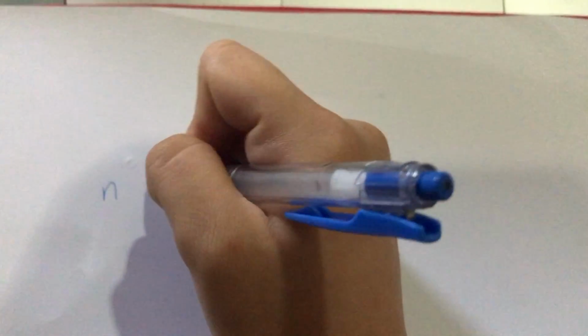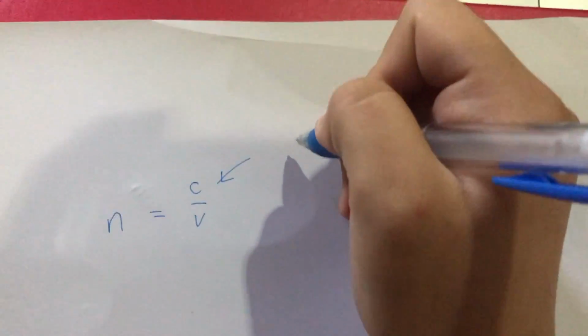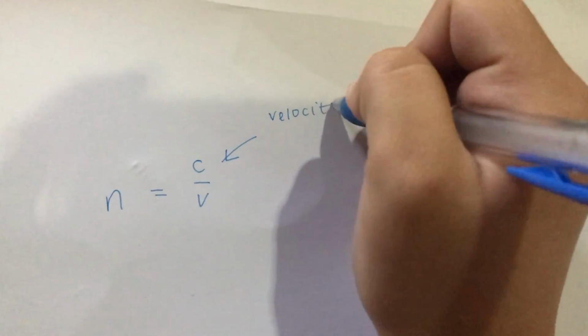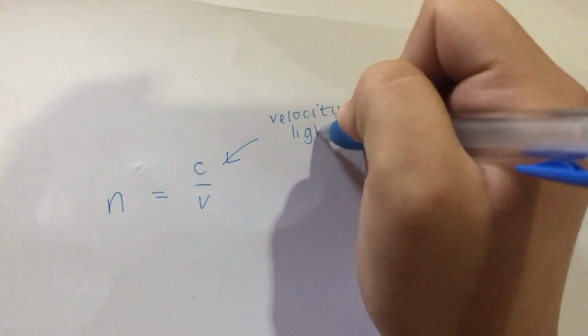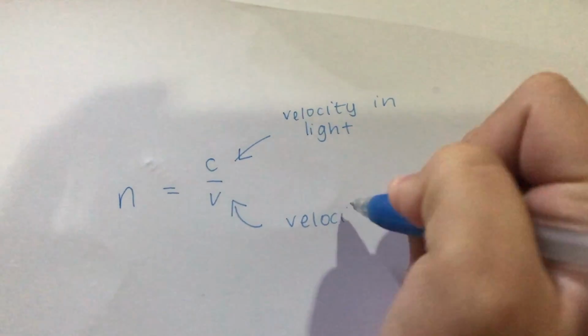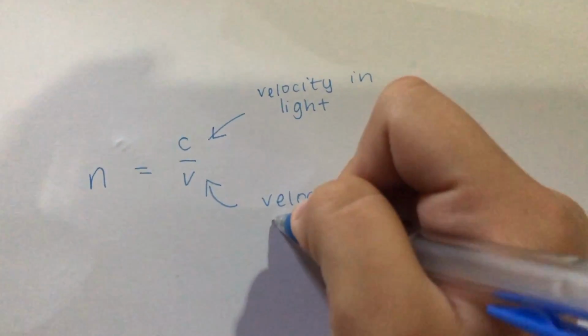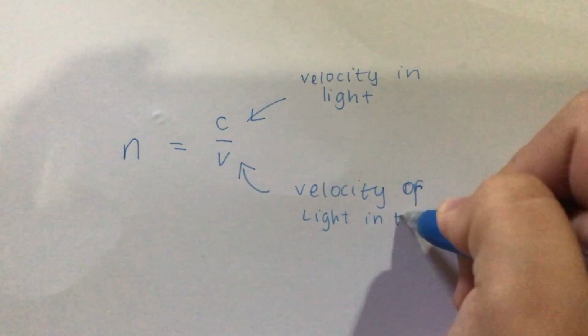The refractive index of a medium is indicated by the symbol n, and is defined as the ratio of the speed of light in a vacuum over the speed of light in a medium. The amount of transparent medium decreases the speed of light. Here is the formula: n equals c over v.